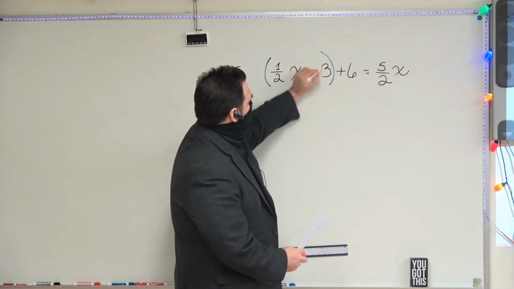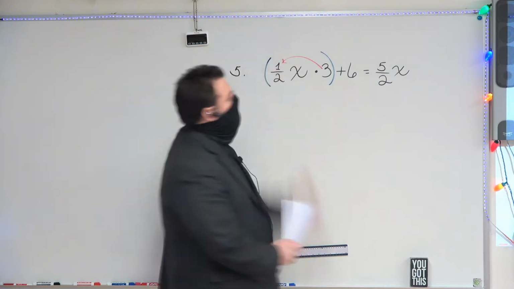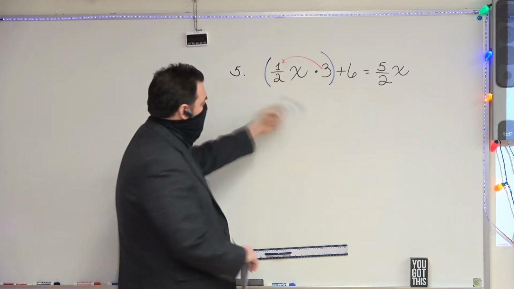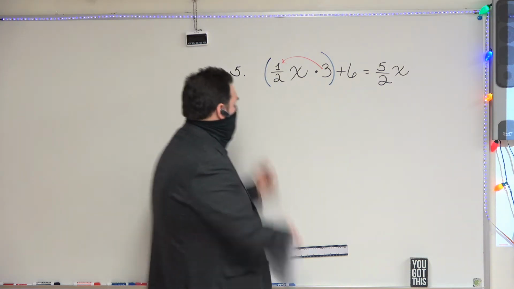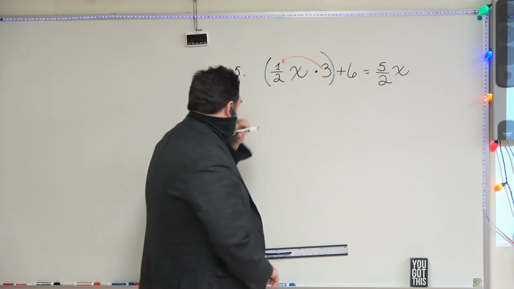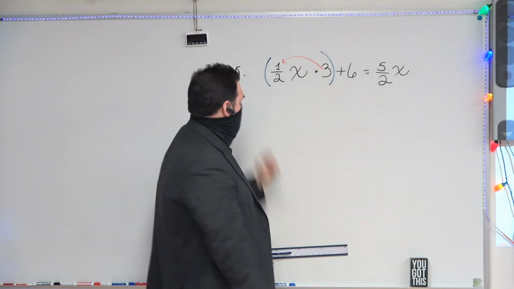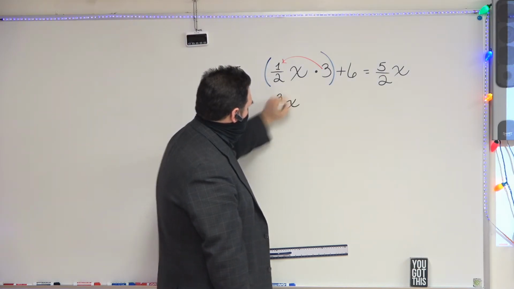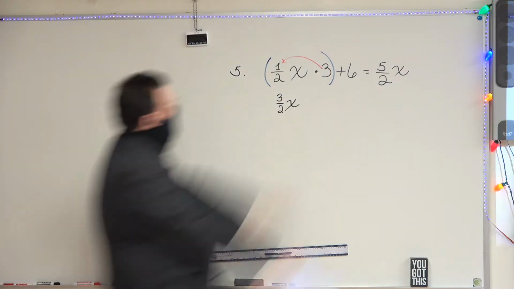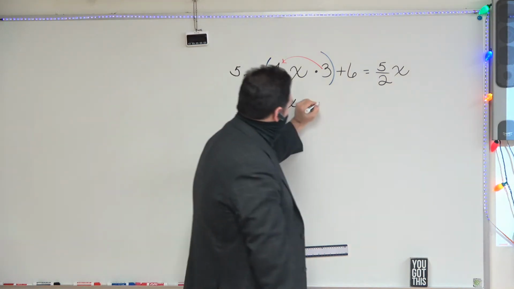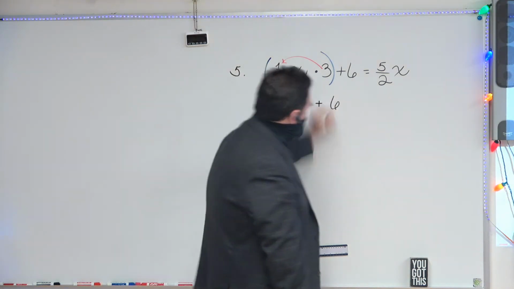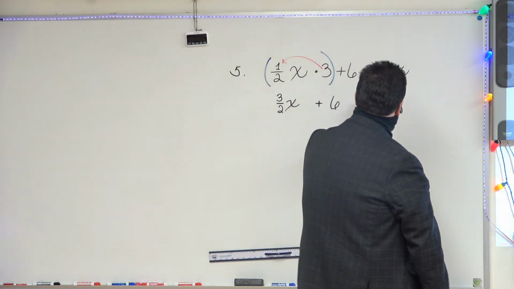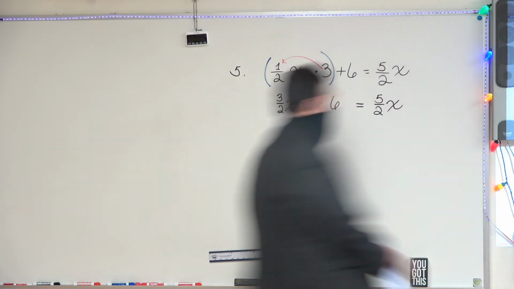So what I really need to do is multiply the 3 times the 1/2. And that's hard to see here because of the way it's written. But what is 3 times 1/2 x? 3 over 2x. I like it. And then we just bring down the plus 6. Más 6 equals 5 over 2x.